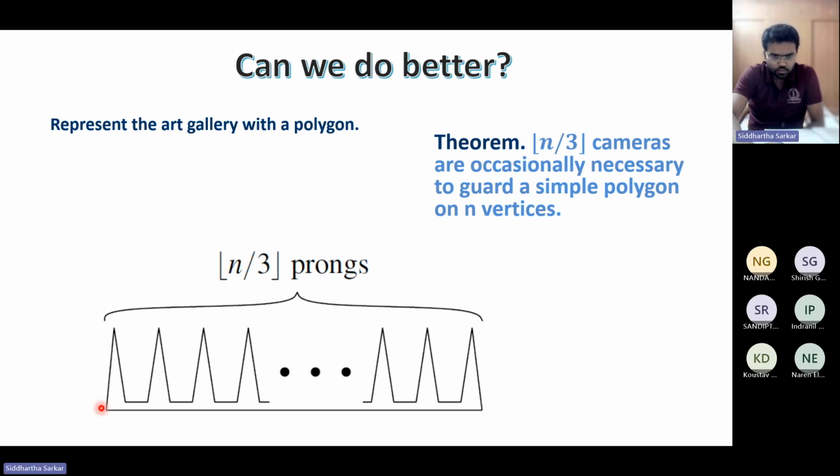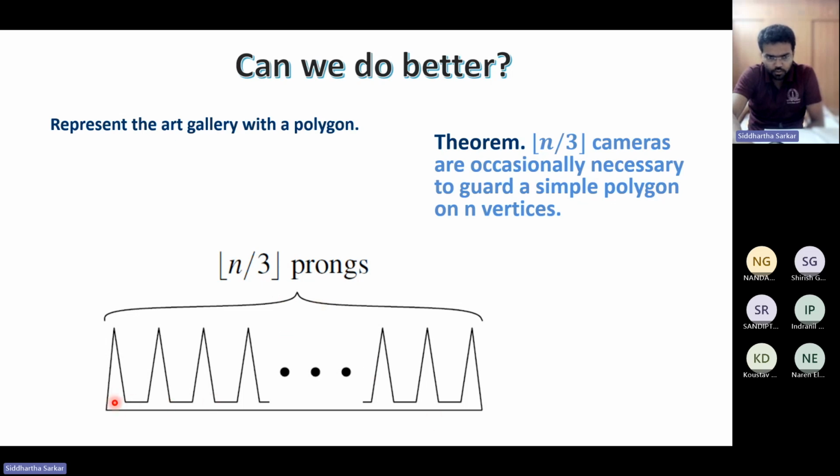If this is 1, how many vertices? 1, 2, 3. This is 2, 3, and so on. Overall, you can see that the number of vertices is n. For example, if you set n to be 6, 1, 2, 3, 4, 5, 6. So for a polygon with n vertices like this, there are n/3 floor teeth or prongs.